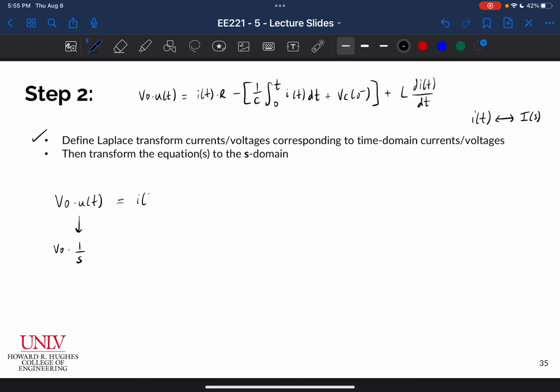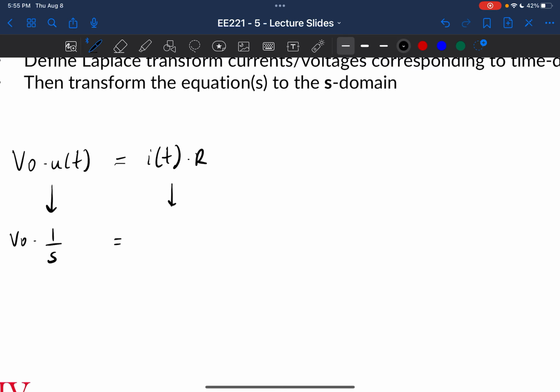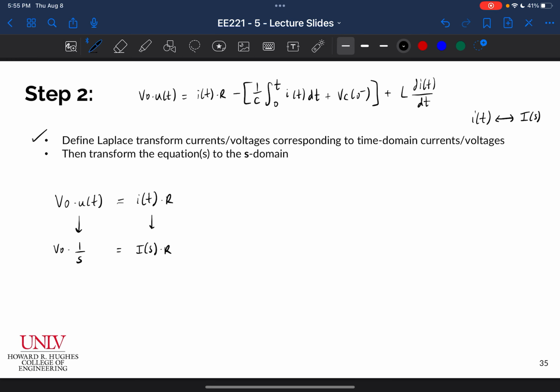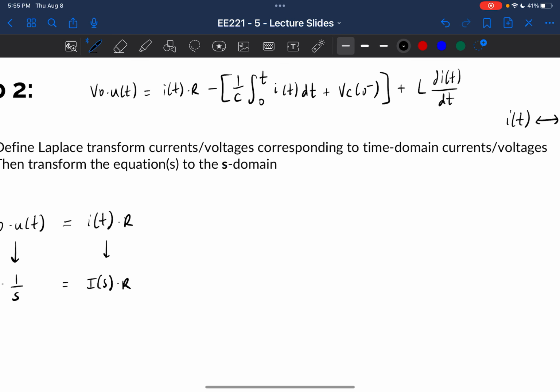Okay, so the second term is I of t times R. Again, multiplication by a constant doesn't change anything. So in the s domain, this is just going to be equal to I of s multiplied by R. Okay, so those two are pretty straightforward. A couple of these other ones are going to get a little bit more difficult to look at.